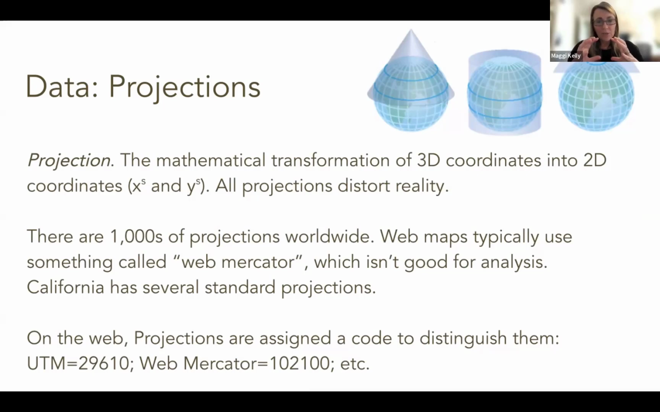has to have a projection associated with it. The projection is the mathematical transformation that takes the surface of the earth and flattens it out. It goes from 3D to 2D. And because the earth is a sphere, it's not really a sphere, it's an ellipsoid.